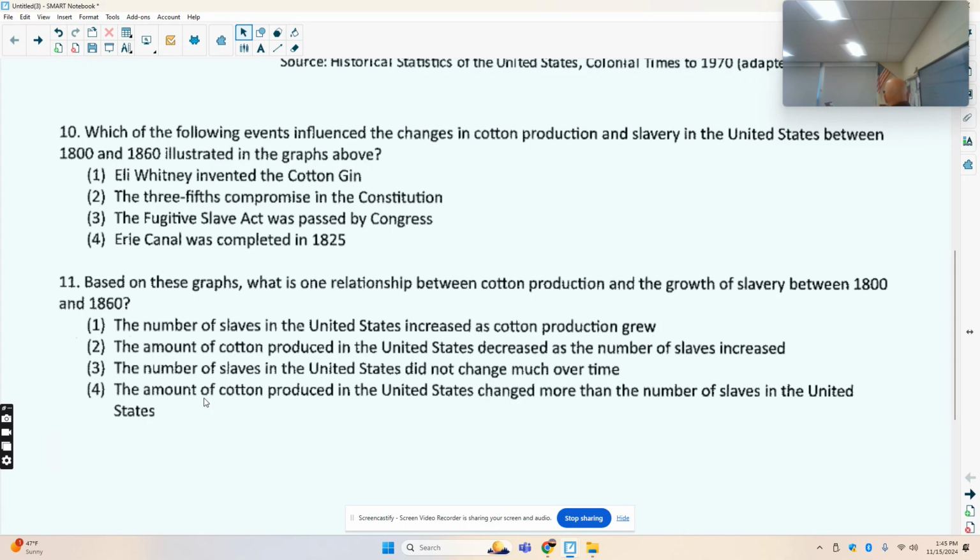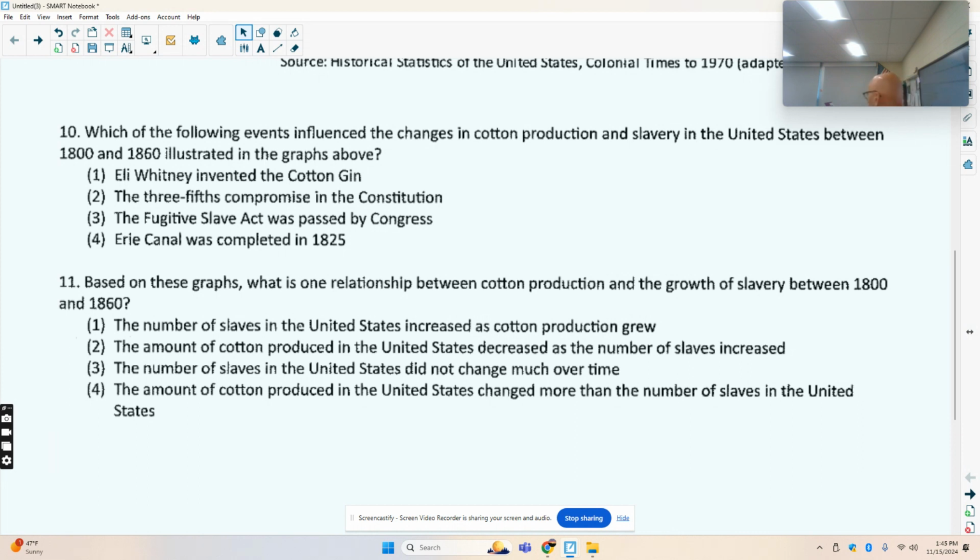3, the number of slaves in the U.S. did not change much over time. Or 4, the amount of cotton produced in the U.S. changed more than the number of slaves. What's the best answer choice? 1. How many of you agree with 1? Good. 1 is the correct answer.